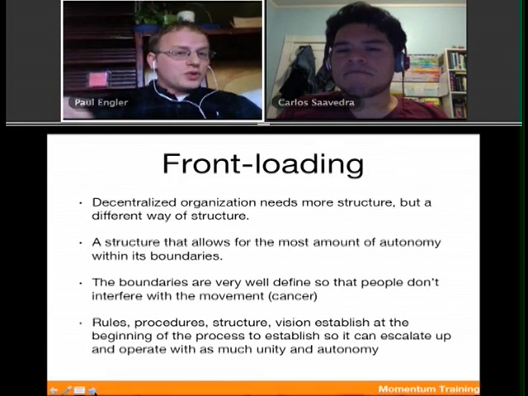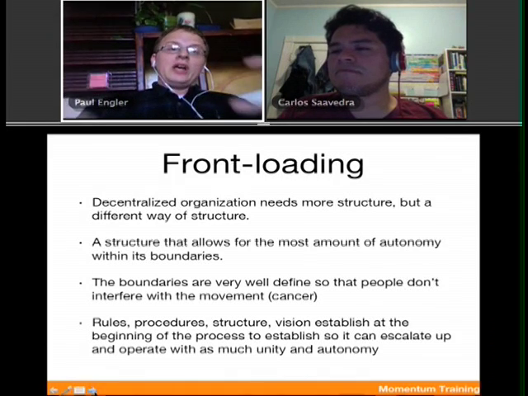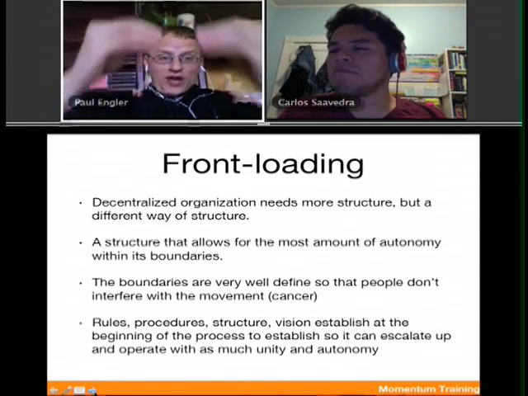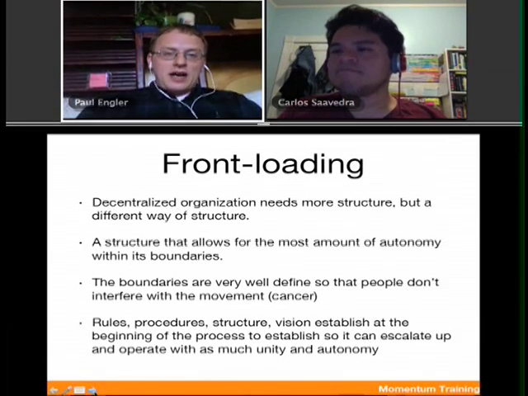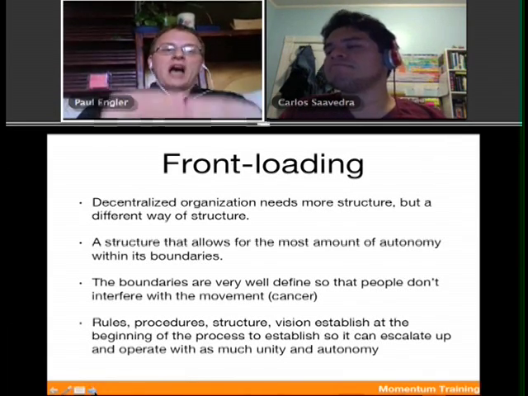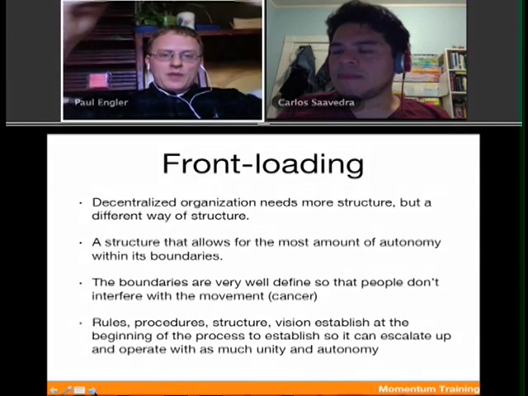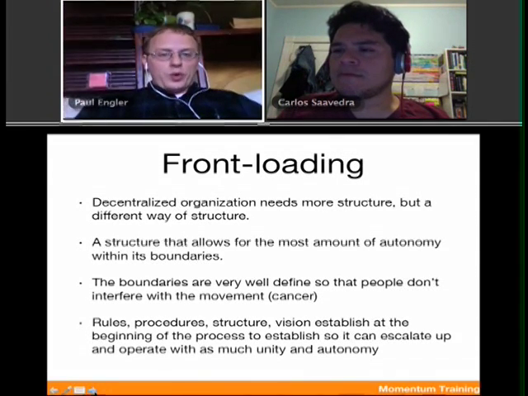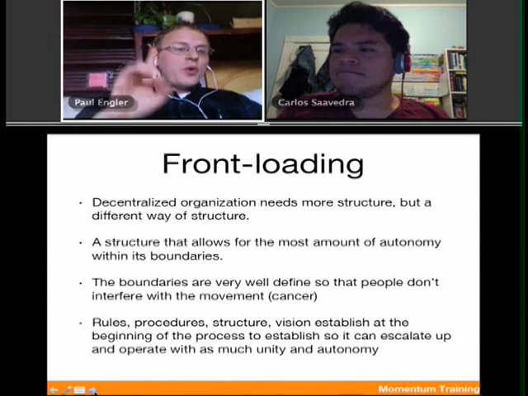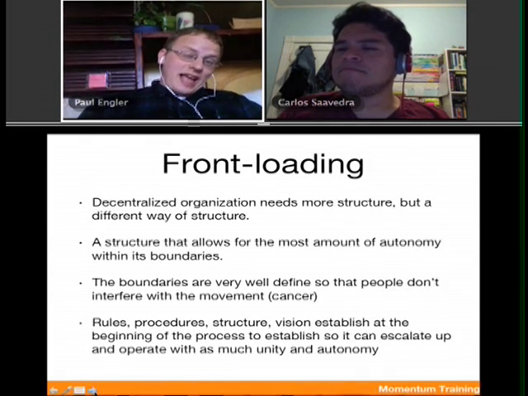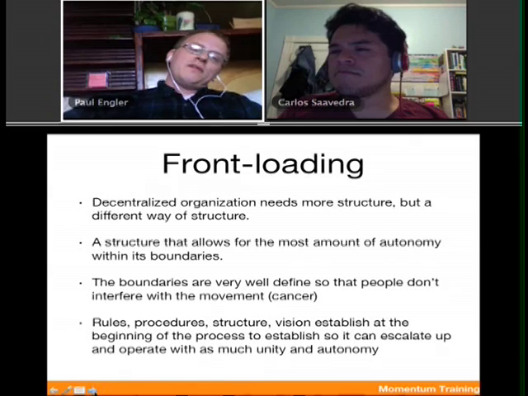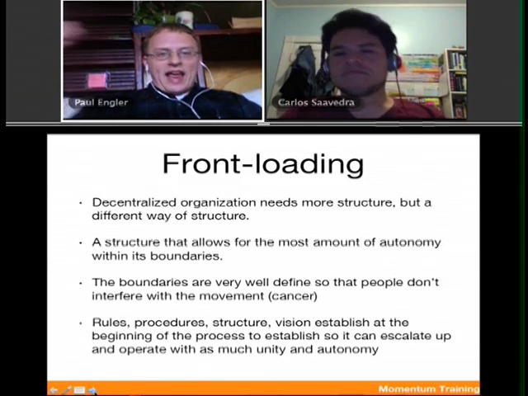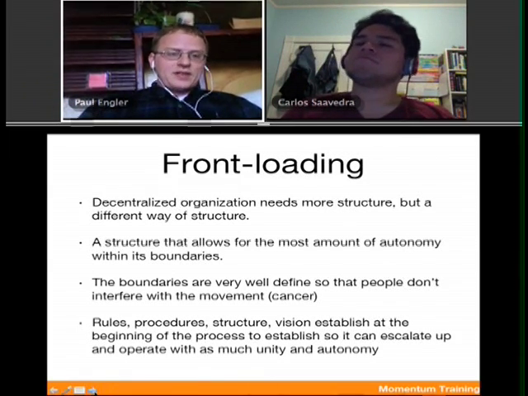Decentralized organizations need more structure, or rather, they need more structure around essential principles that allow people autonomy, but also keep them from being hurtful to the survival of the organism. But it's a different way of thinking about structure. The example of when that doesn't work is cancer. Cancer is cells that do not follow the plan of the DNA, and when that happens, the whole system is jeopardized.